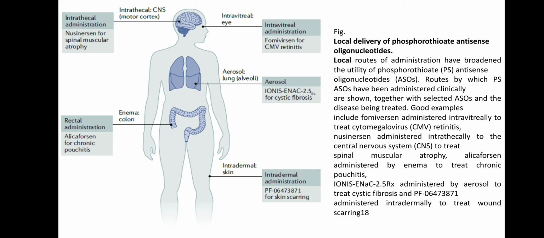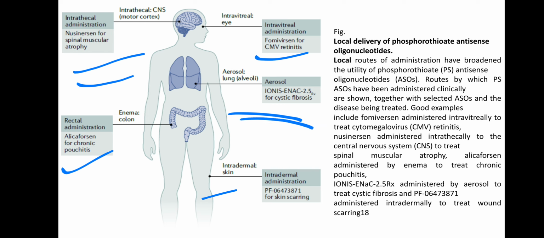So now you can see that different types of antisense molecules are developed, and they are delivered in different ways. It depends on the targeted region. You can see the intrathecal route for the CNS and motor cortex. Different technologies are used: intrathecal administration, rectal administration, intradermal transfer for skin, aerosol for the lungs, and intravitreal for the eyes. These are the different delivery approaches based on the targeted problem.